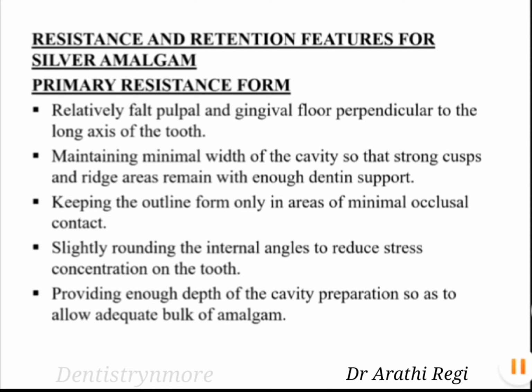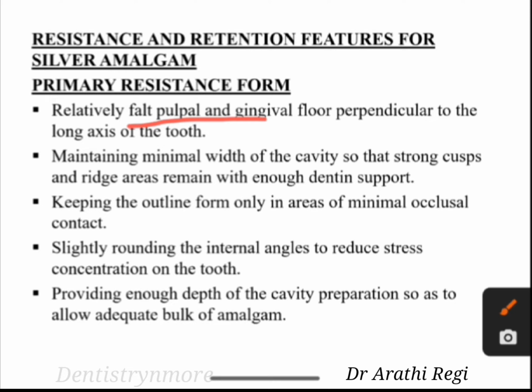In case of primary resistance form, it should have relatively flat pulpal and gingival floors that are perpendicular to the long axis of the tooth. It should maintain a minimal width of the cavity so that strong cusp ridge areas remain with enough dentine support, keeping the outline form only in areas of minimal occlusal contact. There is slight rounding of the internal line angles that we have mentioned in the earlier slides, and it should provide enough depth of the cavity preparation so as to allow adequate bulk of the amalgam.